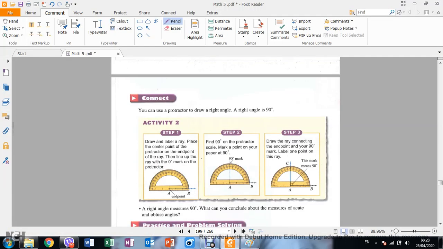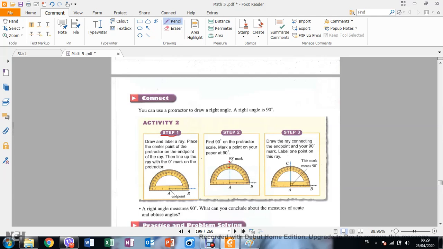And it shows you the steps. Look, this first step, this activity you can repeat at home. Draw and label a right angle. Place the center point of the protractor on the endpoint of the ray. So we draw it. Look, we put down the center point, then line up the ray with 0. It passes through 0 on the protractor. The second step, find 90. So we found it. It's here, 90 degrees. Mark it on the protractor scale. Mark the point on your paper at 90. So we mark it. You can put down a point.